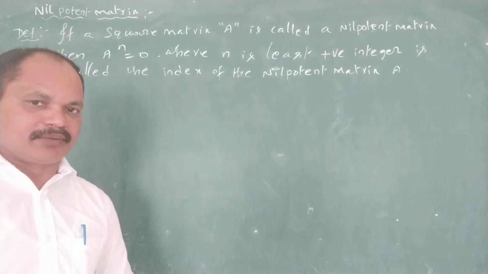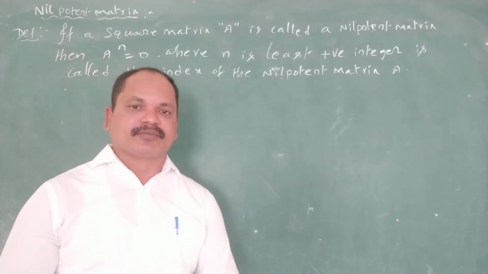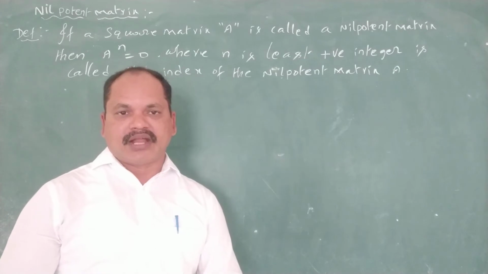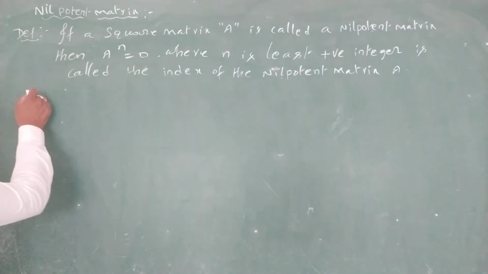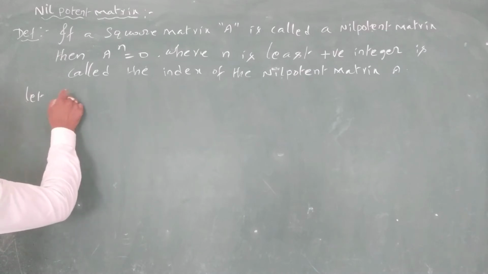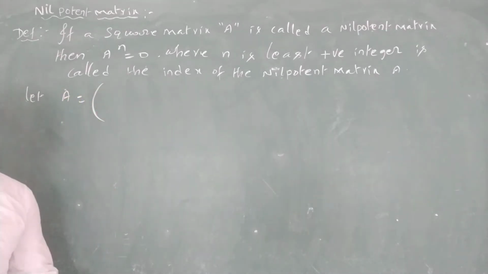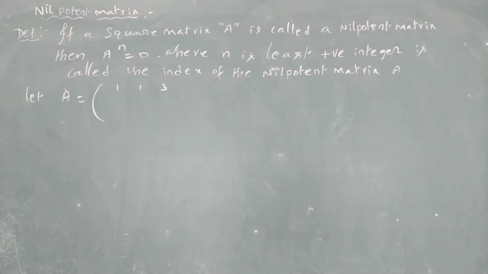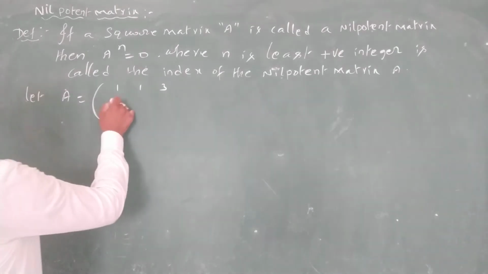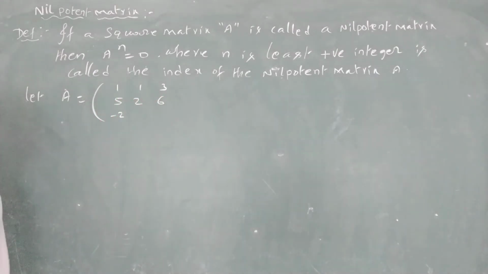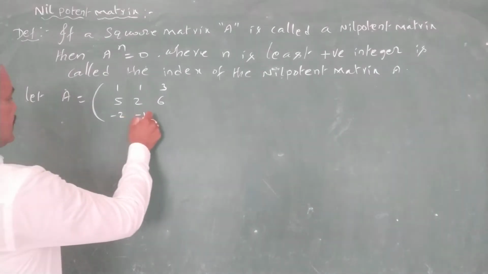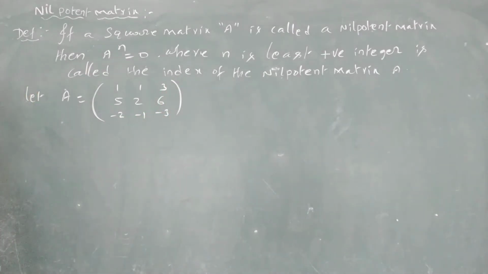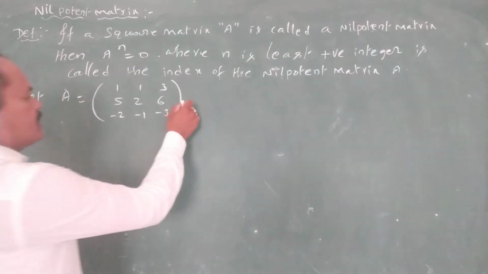Now we have to represent the nilpotent matrix. It definitely depends upon the index of the matrix. So, let us take an example. We have to take a square matrix of order 3, that is, [1 1 3; 5 2 6; -2 -1 -3]. So this is A.